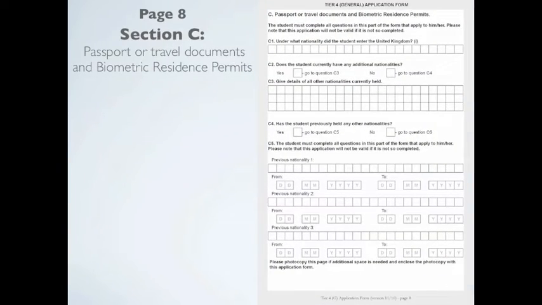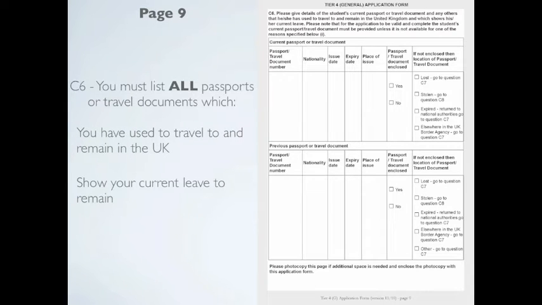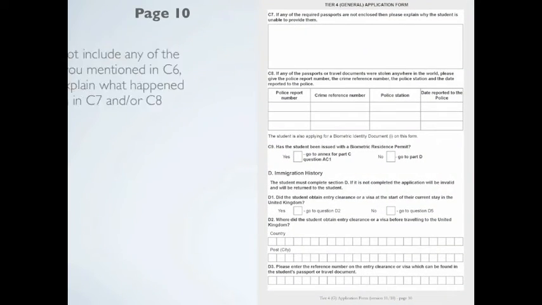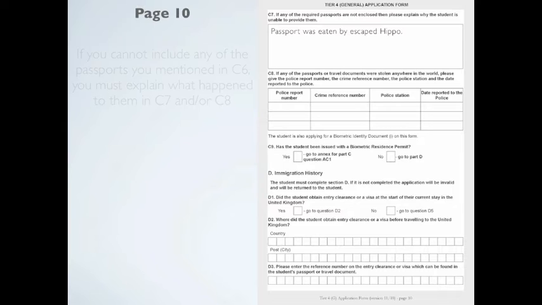Pages 8 to 10. Section C, Passport or travel documents and biometric residence permit. Complete C1 to C5 as necessary. Please read C6 carefully. You must give details of any passports that you have used to travel to and remain in the UK. If you are not able to enclose any required passports, then you must explain why in C7 and/or C8 on page 10.